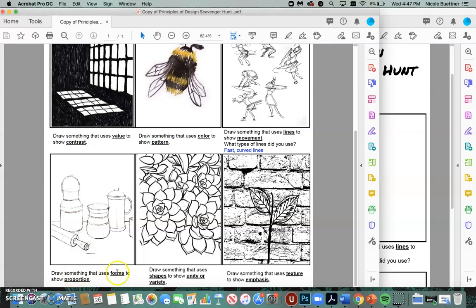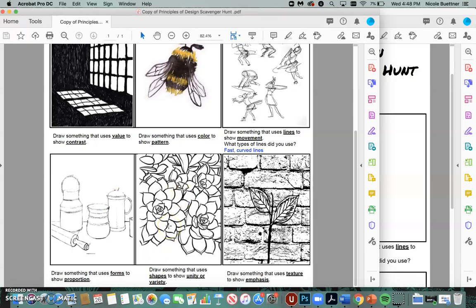Next, draw something that uses forms to show proportion. So we know that forms are not just shapes, they're actually more three-dimensional. They have many sides, sometimes they're rounded. And proportion is the relationship of size to something else. Remember, we looked at realistic proportion and not realistic proportion. You can show either one. If you're going to show realistic proportion, try and just draw some objects from your house, arrange them next to each other, and draw them how they really look, the size relationship between one object and the next. That's what I did here. Or you can use your imagination and come up with an unrealistic proportion picture, kind of like the example we saw with the people on the beach.